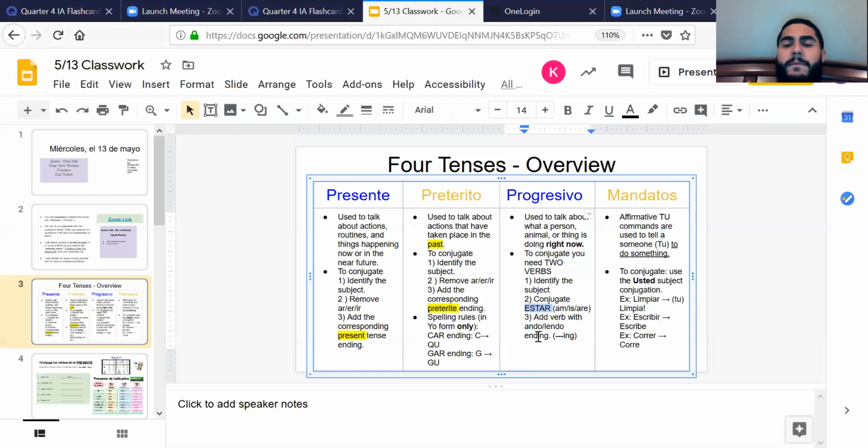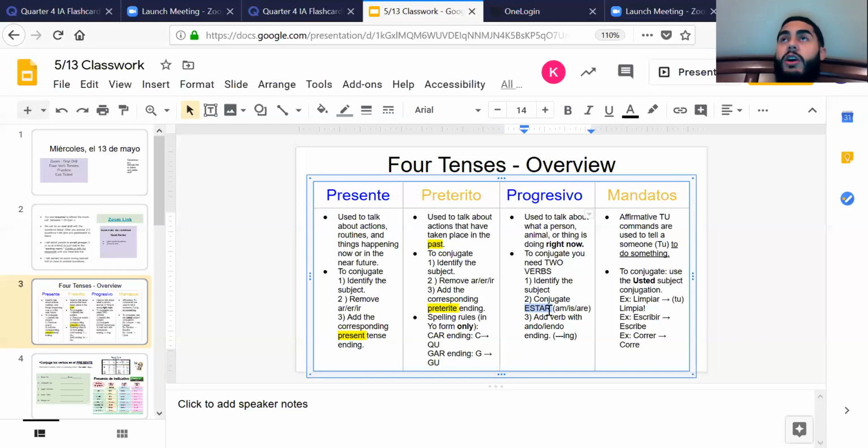What does that look like? If I have an AR verb, it is going to have an ando ending. So if I want to say I am, what's an AR verb? Bailar. If I want to say I am dancing, it would be yo estoy, right? You conjugate estar to match the subject. Yo estoy bailando. So I eliminate the AR in bailar, add ando. It would be estoy bailando.